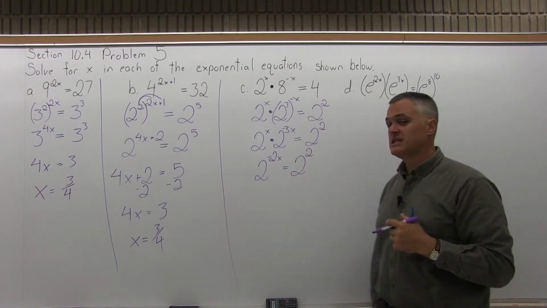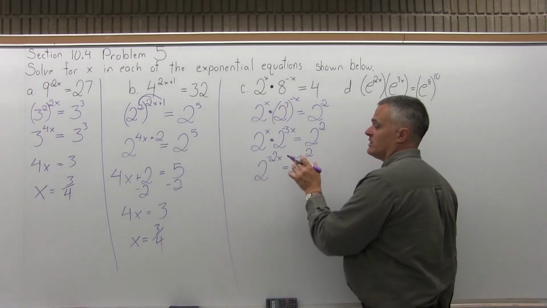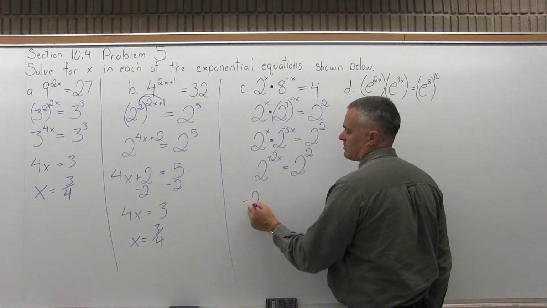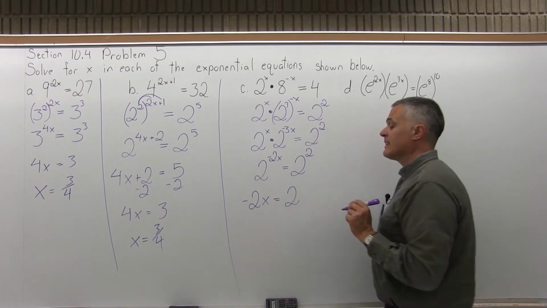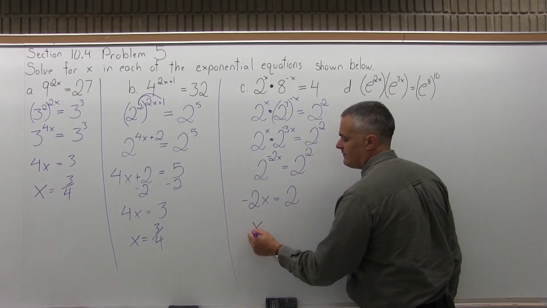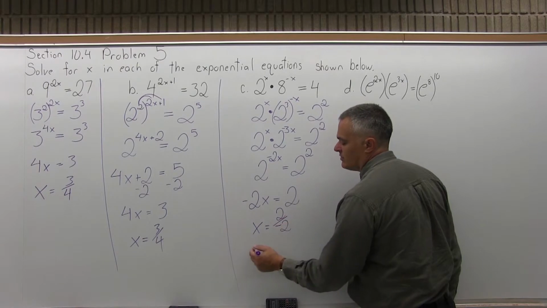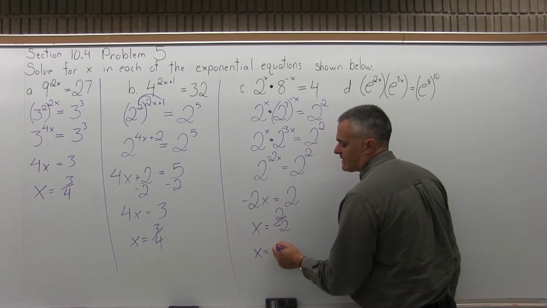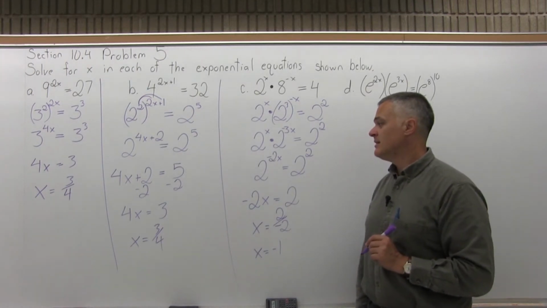So now both sides of my equation are 2 to some power. So now I can set the exponents equal to each other. From the left, I have the exponent negative 2x. From the right, I have the exponent 2. And now to solve for x, divide out the negative 2. x equals 2 divided by negative 2, which I can reduce to x equals negative 1. So that's the answer for part C.